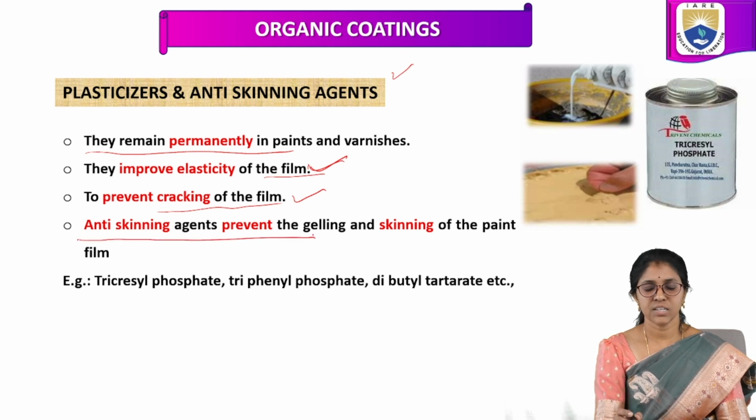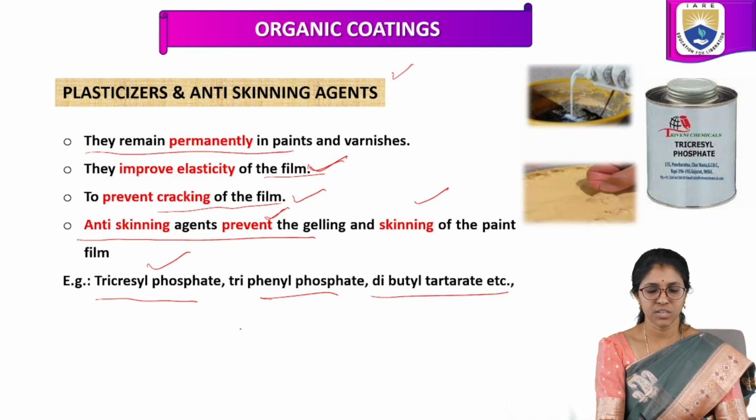Anti-skinning agents prevent the gelling and skinning of the paint film. Examples of plasticizers and anti-skinning agents are tricresyl phosphate, triphenyl phosphate, dibutyl tartrate, etc. These improve the elasticity of the film, prevent cracking, and prevent the gelling and skinning of the paint film.